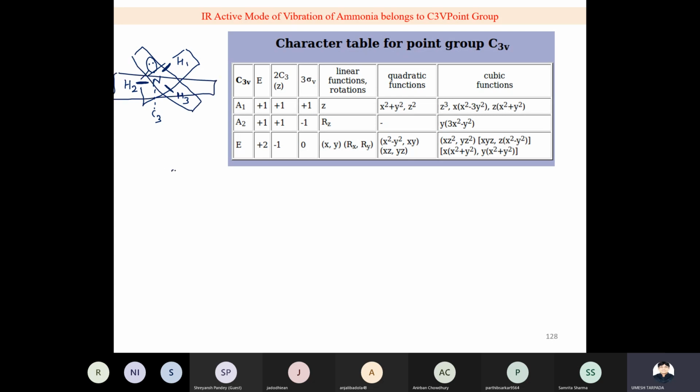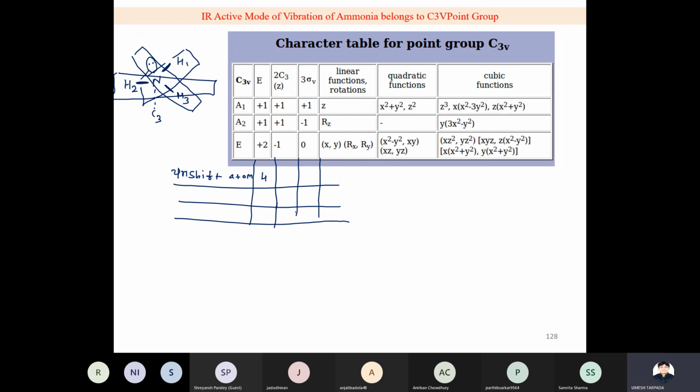Now you tell me how many atoms remain unshifted when you go for a particular E operation. आपके पास 4 atom हैं, so all 4 remain unshifted. What about C3, whether it is plus or minus, whatever axis is there? If you do rotation, how many atoms remain unshifted? Only one, that is nitrogen, because the axis is passing through nitrogen. What about a plane? You can take any sigma V plane: 2 atoms, nitrogen and 1 hydrogen. So these are the unshifted atoms.